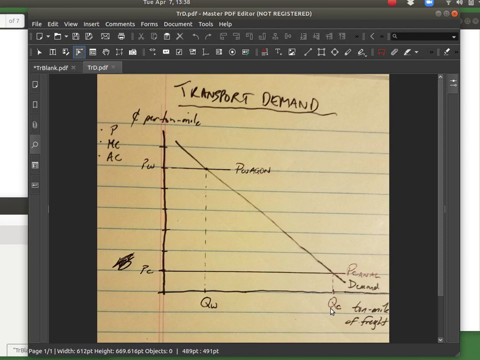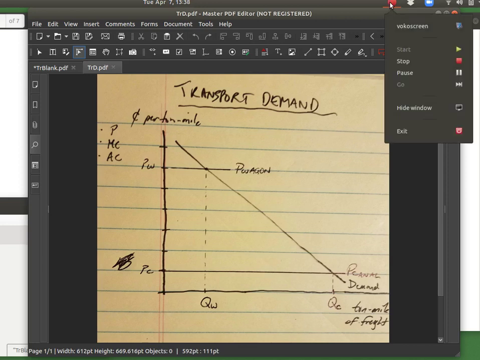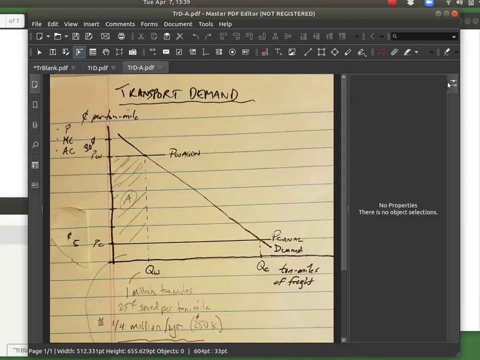And what we want to do, of course, is to identify on our graph the two simple direct effects of reduced transportation costs. For that, we need the next slide. Okay, so I've added some numbers and I've done some shading here. We're going to say that the wagon price is 30 cents per ton mile and the canal price is 5 cents per ton mile. Hence, we have a 25 cent per ton mile drop in the cost of transportation.